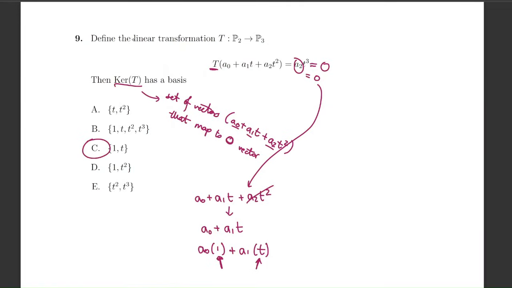So just to recap, the basis for this null space, so this transformation from this to 0, is going to be described by this solution, because we're constrained here to have a2 equal to 0 for this transformation to map to 0. But a0 plus a1t could be anything. a0 and a1 can be anything. So that means that our basis that describes these spanning vectors is going to be 1 and t.